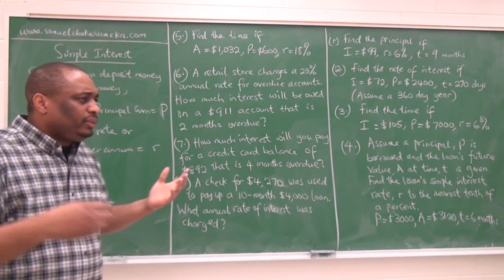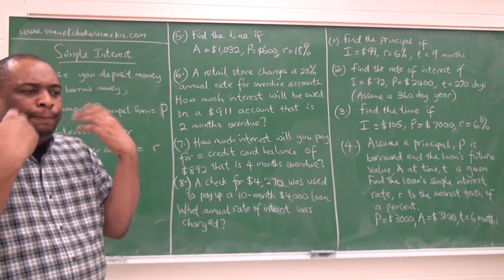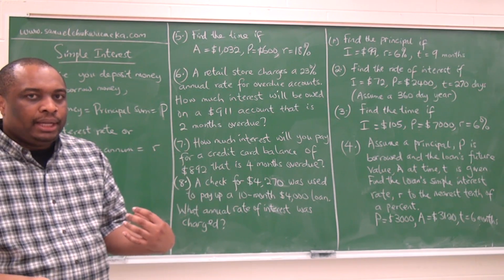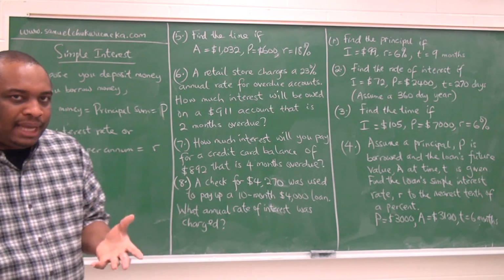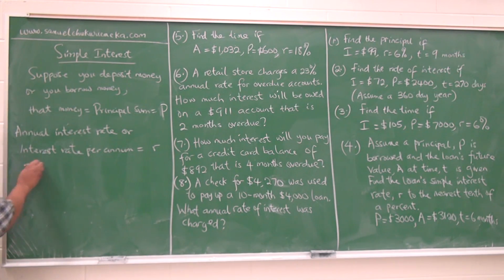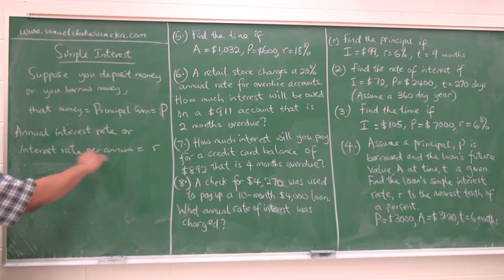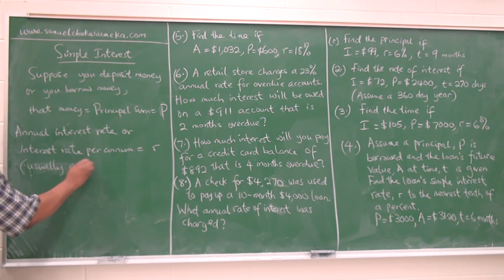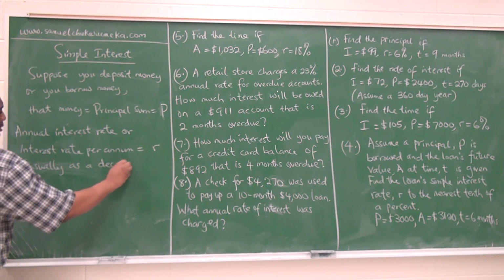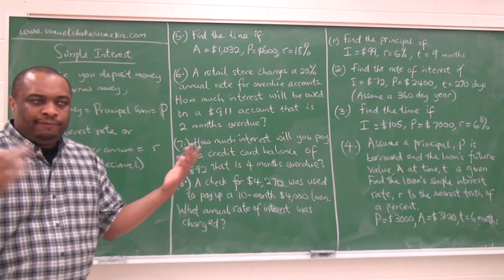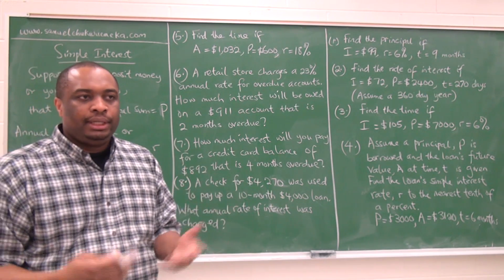Okay, so you need to pay this money back, or you need to withdraw this money from the bank after some time. You need to withdraw that money after some time. That time is what we call T, usually in years. Now, the interest rate per annum is usually as a decimal, because percent is divided by 100, 5% means 5 over 100.